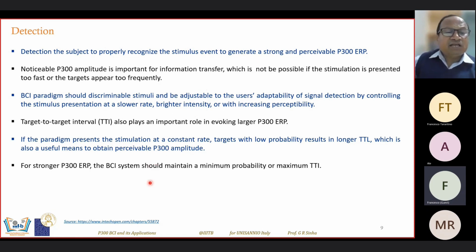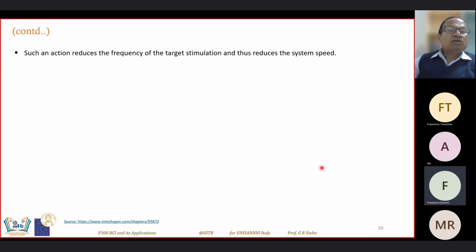For a stronger P300, the BCI needs to maintain a minimum probability or maximum TTI. The probability of occurrence must not be very high. The frequency should be less, so the probability is minimum and the TTI needs to be maximum. Such an action means the target which is coming is of longer duration and not frequent. The target stimulation reduces the system speed.